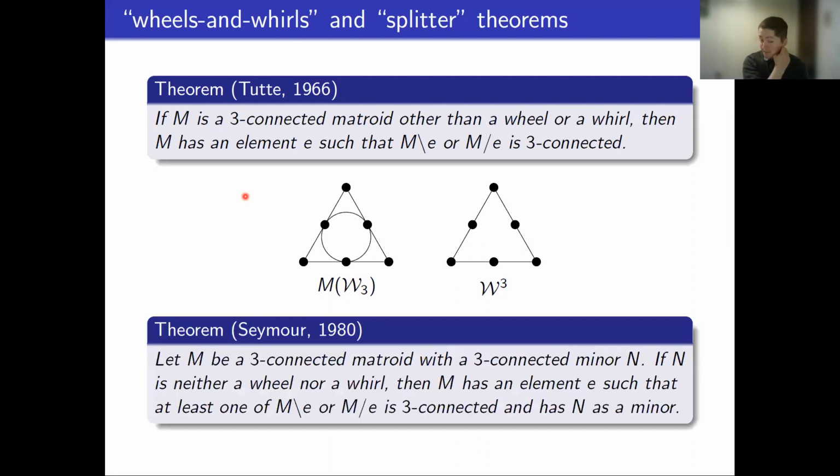And that was expanded by Seymour, who got us a nice result when we get to keep a specified minor. N is the specified 3-connected minor of M, and excuse my Kiwi lilt, that's probably making M's and N's sound the same. If N is neither a wheel nor a whirl, then M has an element e such that at least one of M delete e or M contract e is 3-connected and has our nice N as a minor. So we are going to cook up a Wheels and Whirls theorem and a Splitter theorem for elastic elements.